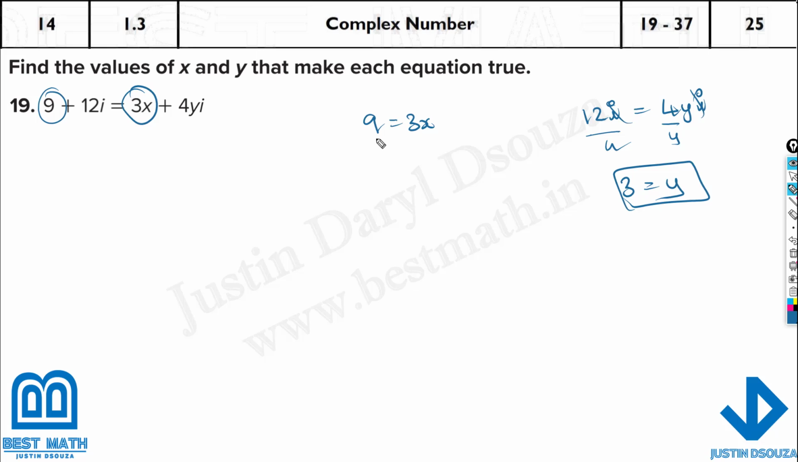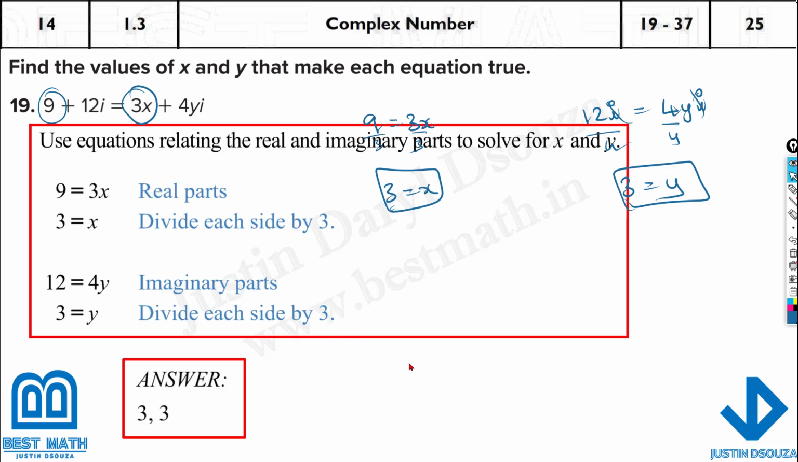What about this one? Divide both the sides by 3, you're gonna get 3 equals x. So x value is 3 and y is 3. That'll make this equation true. That is what they're asking for. Here we go, 3 and 3.